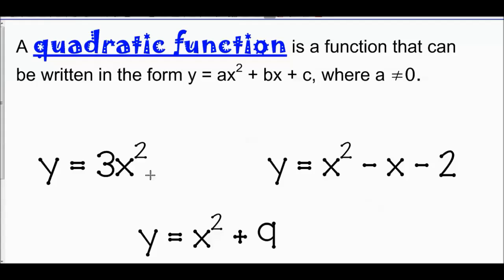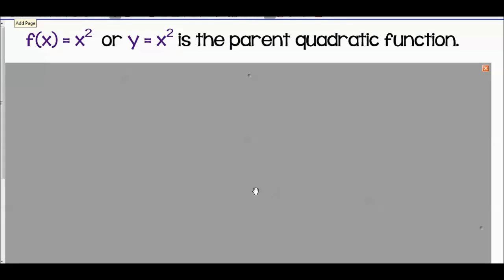So some examples of these equations would be like y equals 3x squared, or y equals x squared plus 9, or y equals x squared minus x minus 2. Now if that was written as f of x equals 3x squared, that means the same thing. So when you see those f of x equations, don't let those make you panic any. It means the same thing as y equals. So if f of x equals x squared or y equals x squared, that is called the parent quadratic function, meaning that that's the basic picture of it.